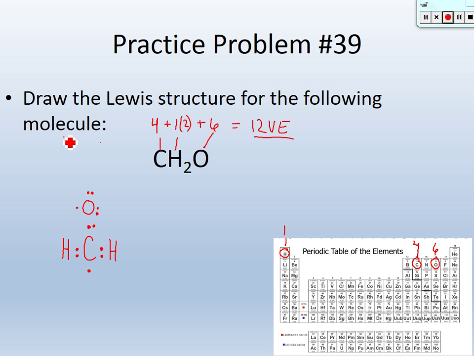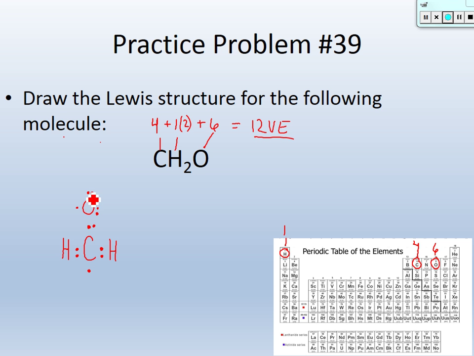Okay, if you move down in the rules, we want to make sure that they're all obeying the octet rule. Okay, and hydrogen wants 2, it has 2 here. This hydrogen wants 2, and it feels like it has 2. Carbon wants 8, but it feels like it has 1, 2, 3, 4, 5, 6, 7. So it's only got 7 valence electrons. So it's really not obeying the octet rule, which is a problem.